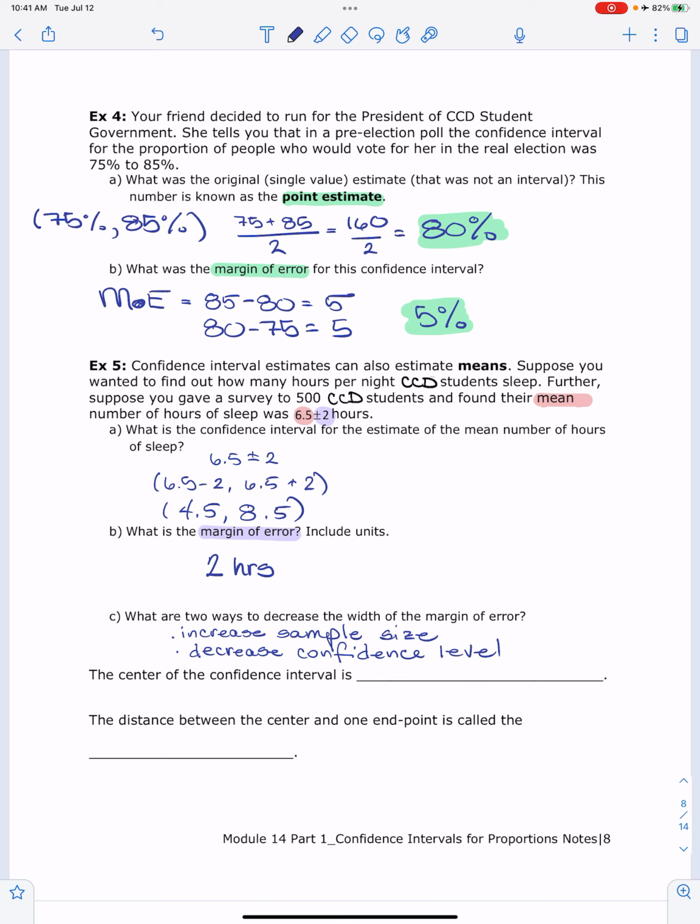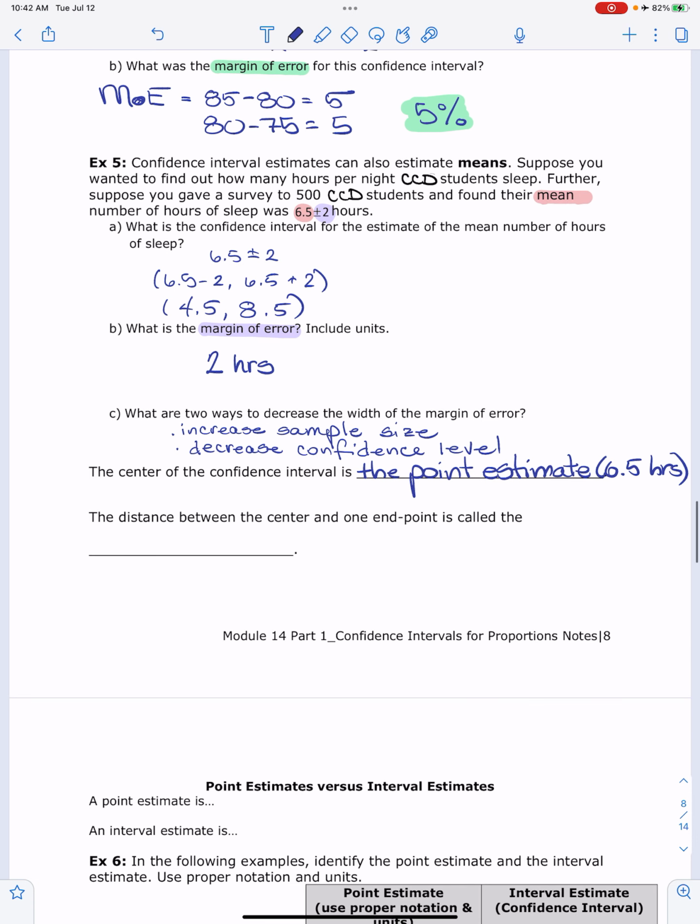The center of the confidence interval, and I am still referring to example 5, is the point estimate. In this case, it's our 6.5 hours. The distance between the center and one endpoint is called the margin of error. And in this case it was 2 hours.